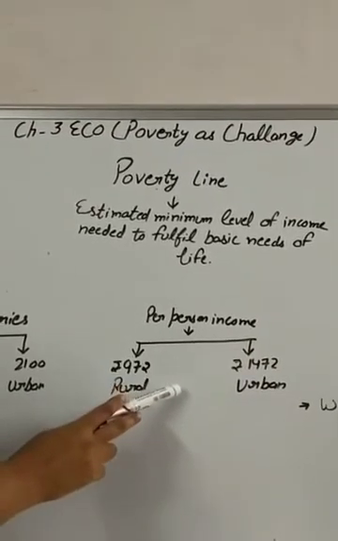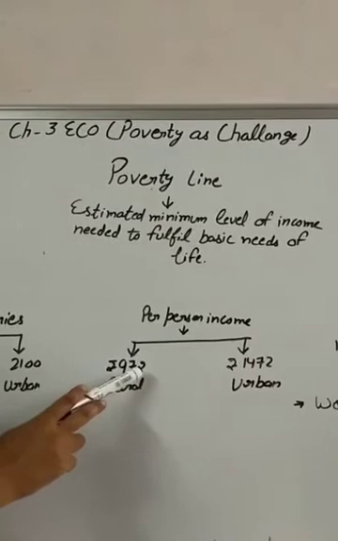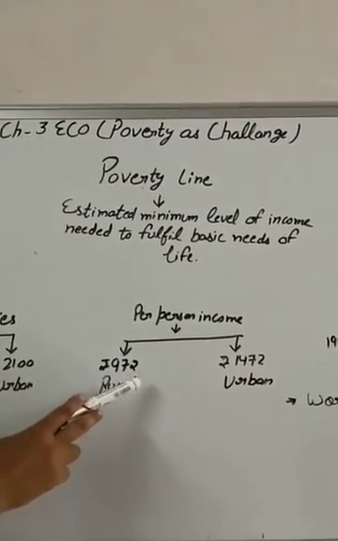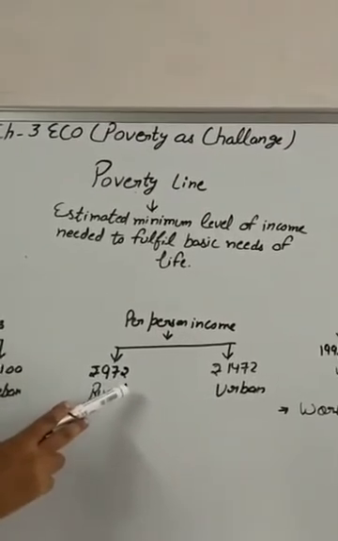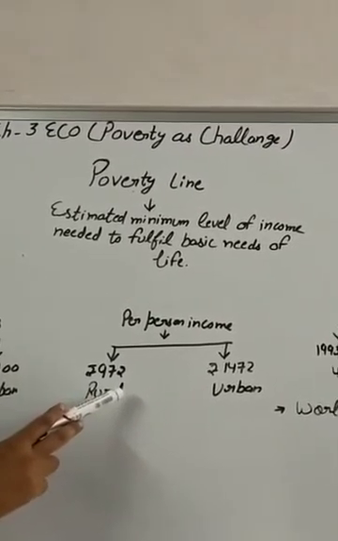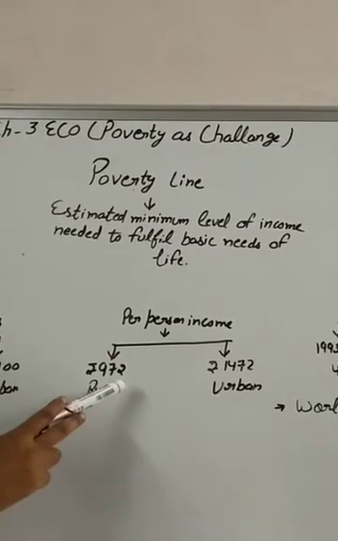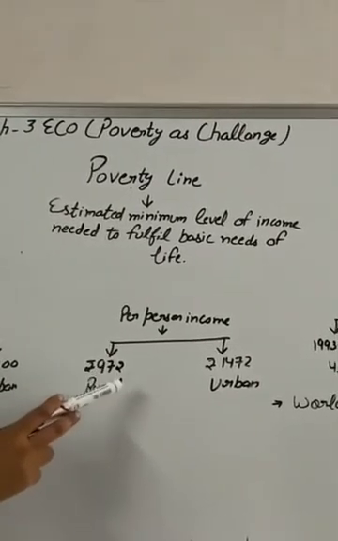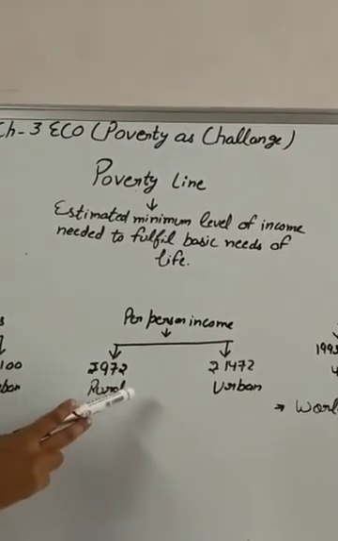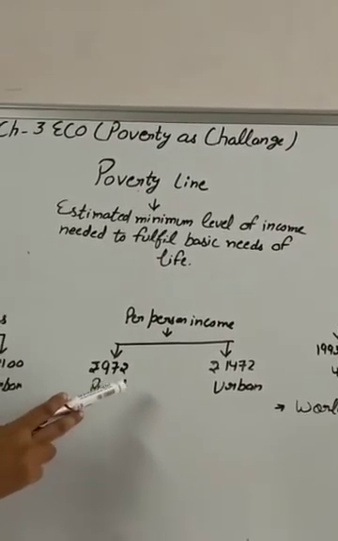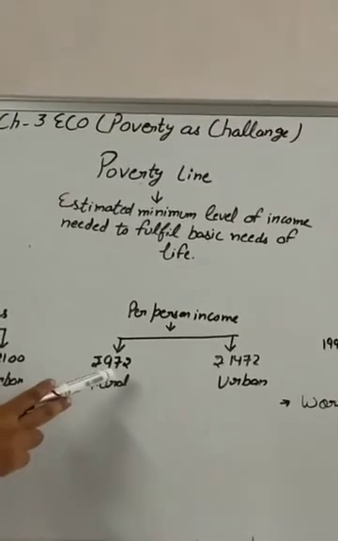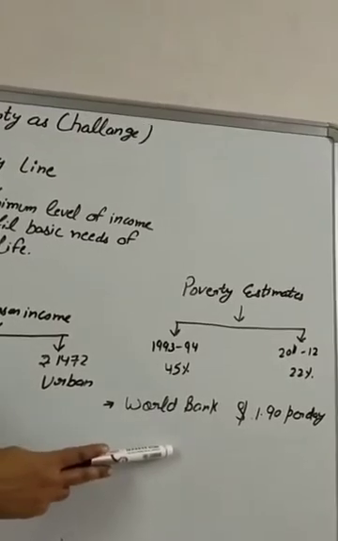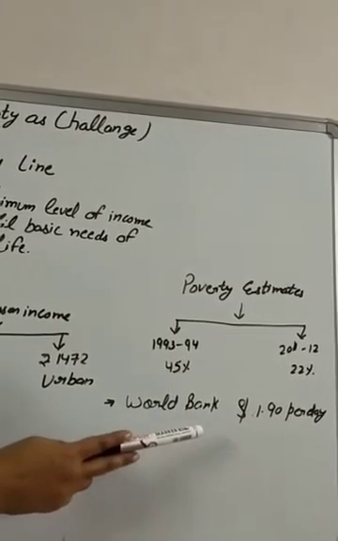The poverty line is estimated periodically, that is, after every 5 years, by conducting sample surveys, and these surveys are carried out by the National Sample Survey Organization (NSSO). However, for making comparisons between developing countries, many international organizations like the World Bank use a uniform standard for poverty lines. According to the World Bank, the poverty line is a minimum availability of 1.90 dollars per day.